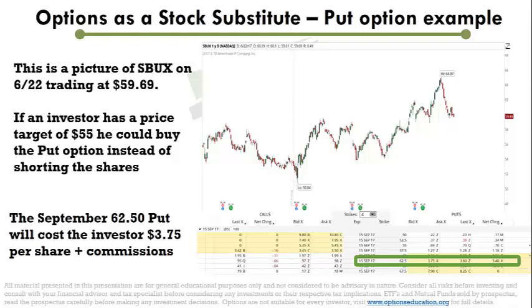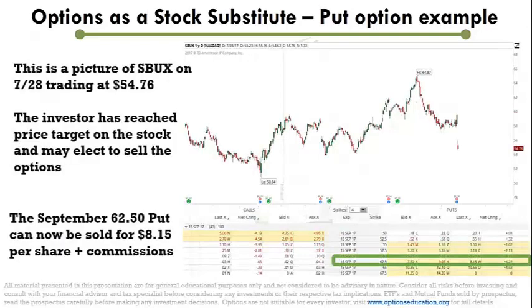Now, a few weeks later, on July the 28th, Starbucks has reached its price target. An earnings report has come out, and the price of Starbucks has dropped to $54.76 per share. So this investor may now elect to sell the options that were purchased. And he can sell those 62.50 put options for $8.15 a share.